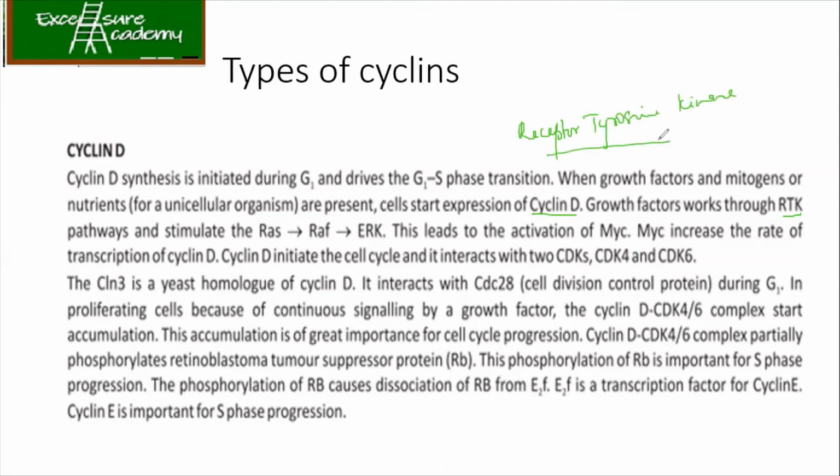So remember your tyrosine kinase, how it is working. Then this is activating your RAS-RAF-ERK pathway, which will result in the activation of your MYC protein. Now MYC will increase the rate of transcription of your cyclin D. Okay, and then it can go interact with the CDK4 and CDK6. In short, clear?